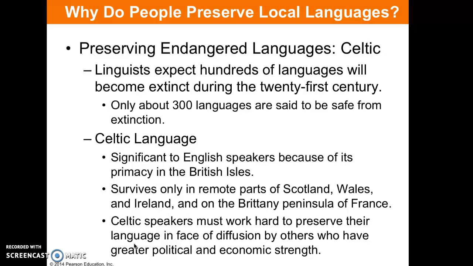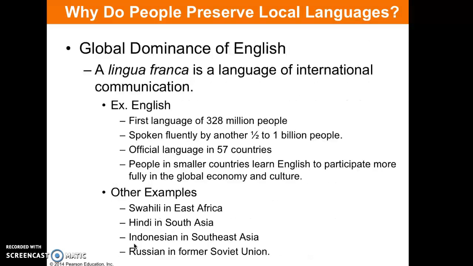They're fighting the battle against English, really, with people who have greater political and economic strength. And we'll talk more about Celtic language in Chapter 7. The global dominance of English as a lingua franca, it's a language of international communication. So lingua franca means the language of international communication, and today it's English.